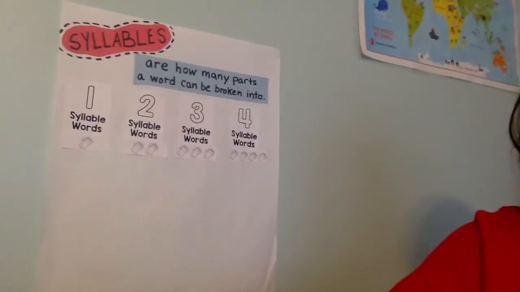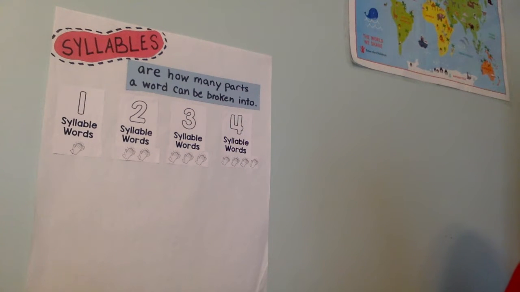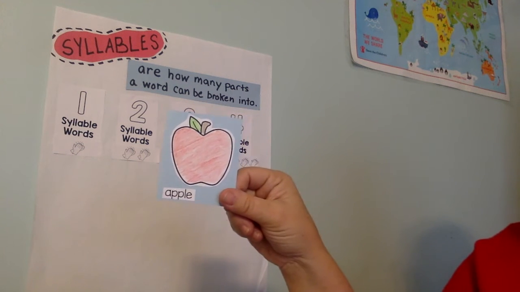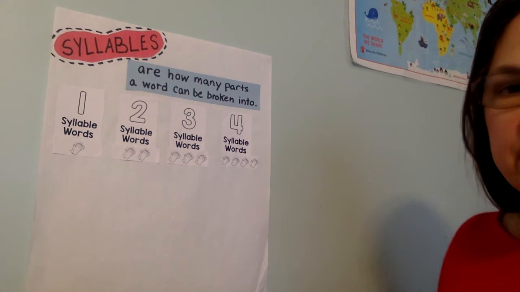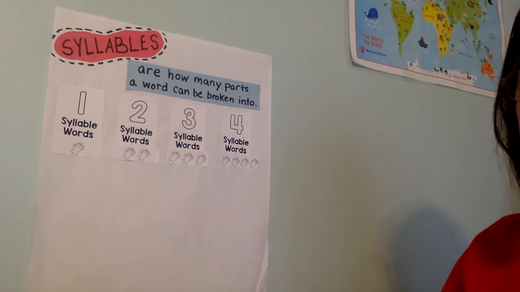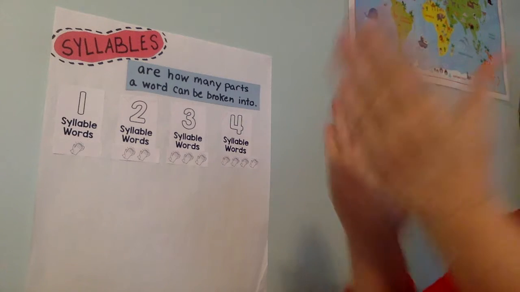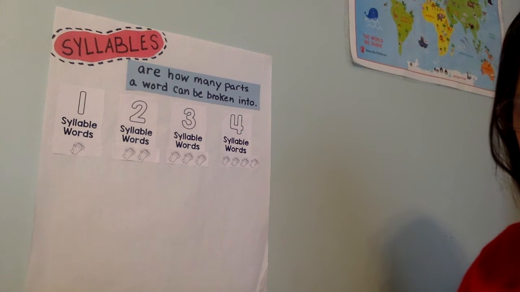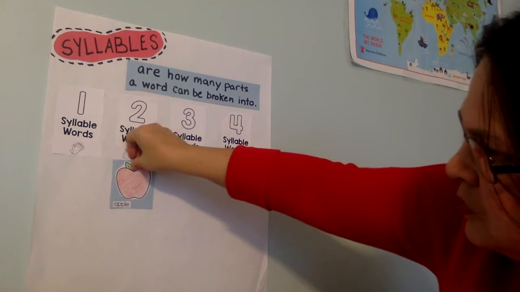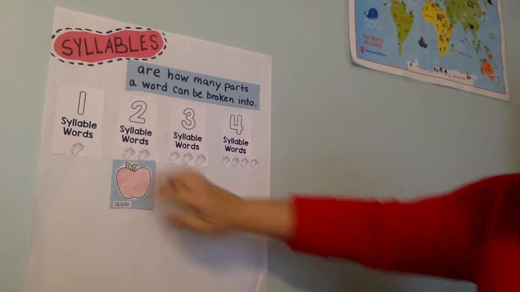Go back to the anchor chart. I'm going to show you a picture of, what is that? Apple. Apple. How many claps? How many syllables does apple have? That's right, two. Two syllables, so apple.